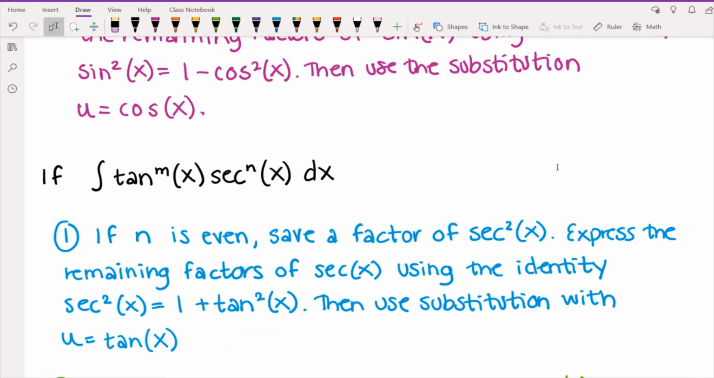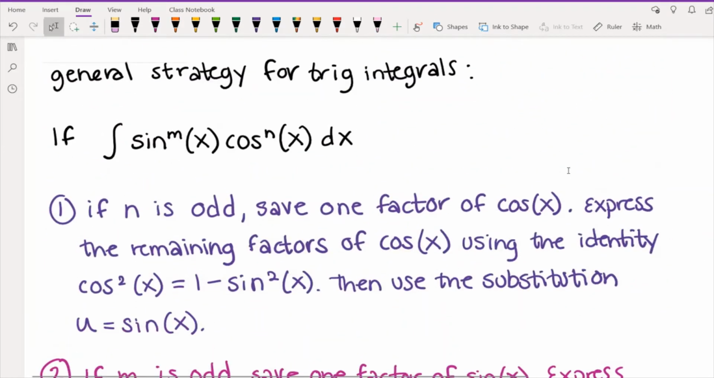These rules rely upon the relationships between tangent and secant, and sine and cosine, in that they have a relationship with their derivatives, but also with the Pythagorean identities. That's why the numbers need to be even or odd: to make all of the identities and substitutions work out. So in this video, we're going to focus on integrals that don't quite fit this form. Let's get into it.